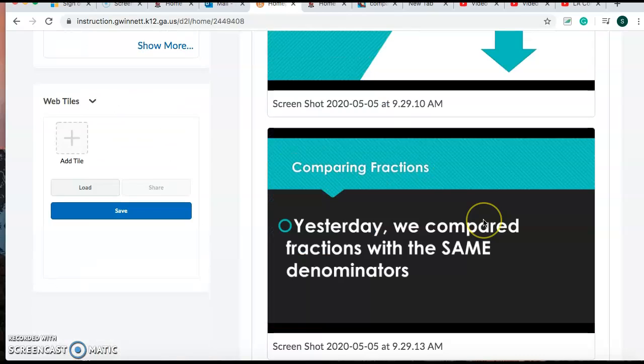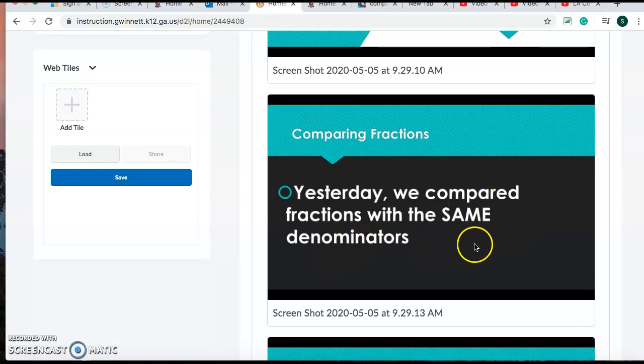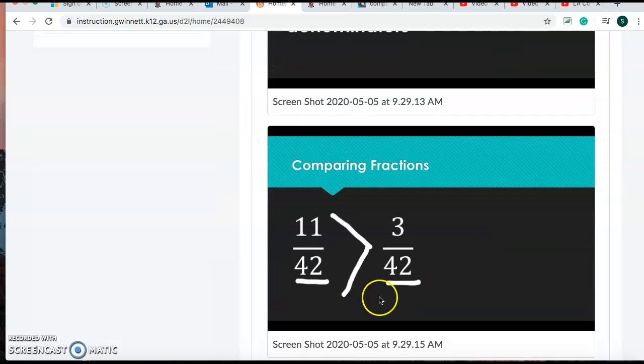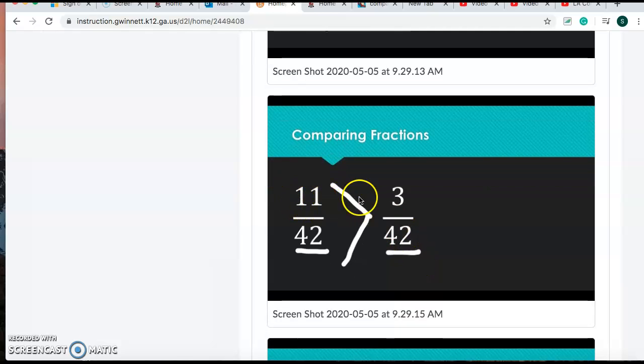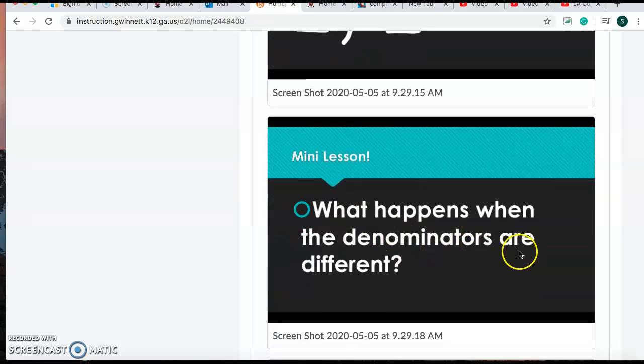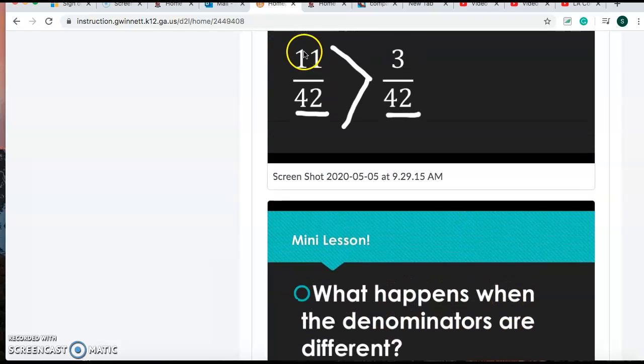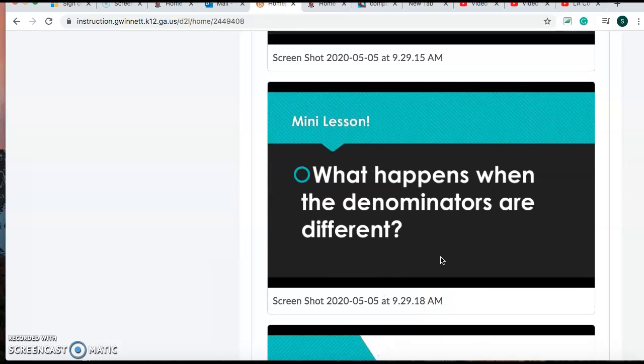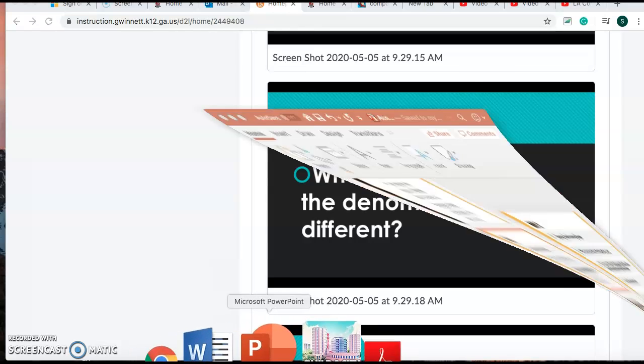For our mini lesson, we're going to review. So yesterday we compared fractions with the same denominators. That means that we looked at fractions with numbers on the bottom of the fraction that were the same, right? So we compared 11 over 42 and 3 over 42. And it was really easy because we just looked at the top number, right? Well, what happens when the denominators are different? What happens when this is not 42? What happens when these two numbers are different? Well, follow along and I will show you.